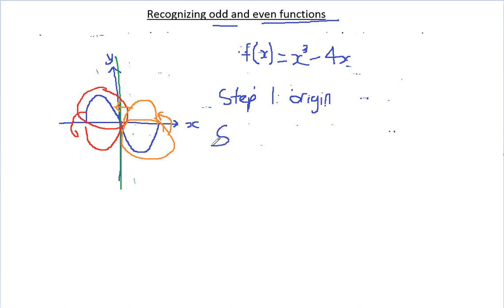Therefore, step 2, since it's symmetric about the origin, we can say that f(x) is an odd function.